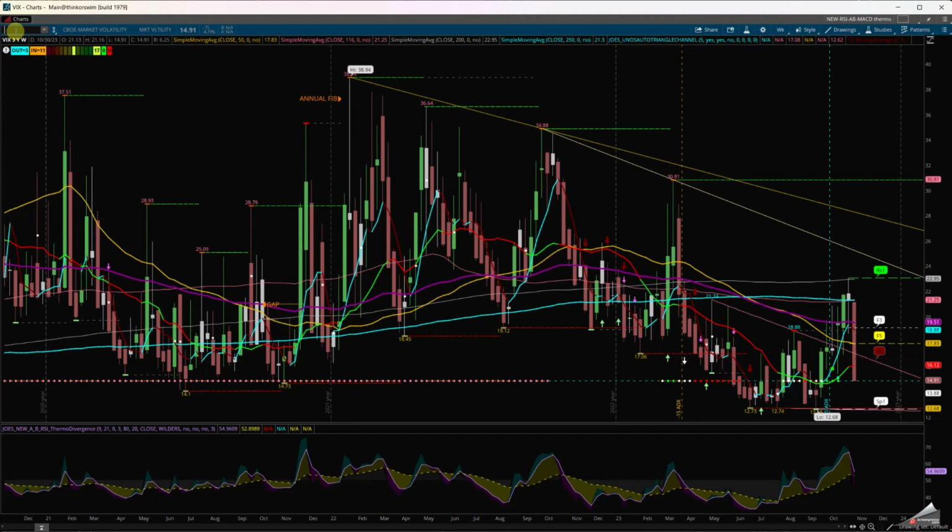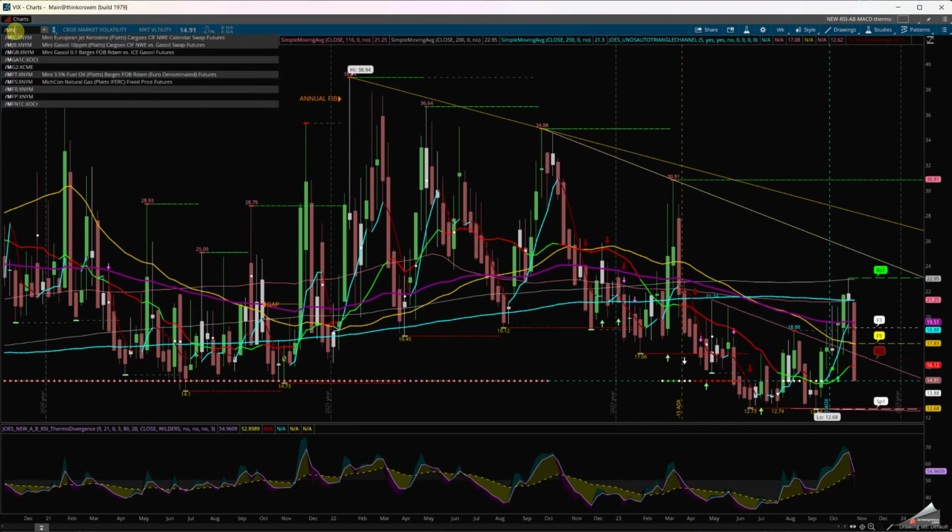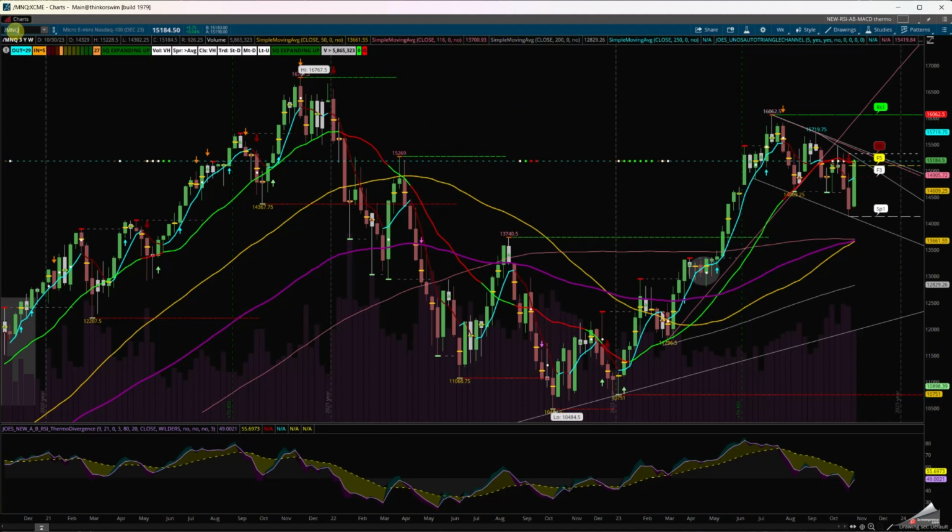Let's go take a look at now the micro NQ. And I want to do the measured move, and I want to keep this video very simple and quick for everyone. Remember, you can use that on equities, on stocks, ETFs. It doesn't matter what you're trading. Remember to use a 5 SMA, an 18, a 50, a 116, and a 200 SMA, and so on.